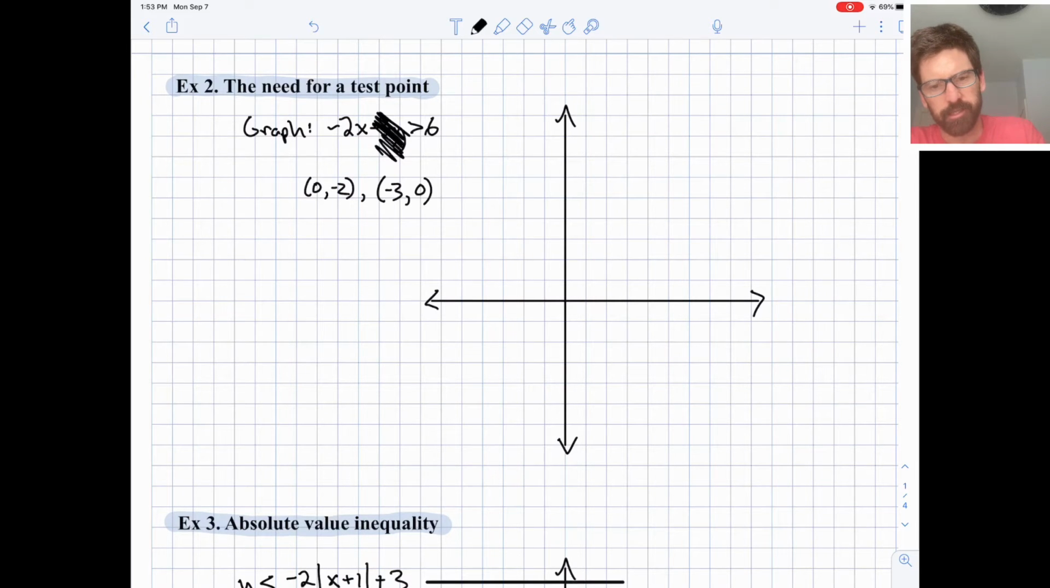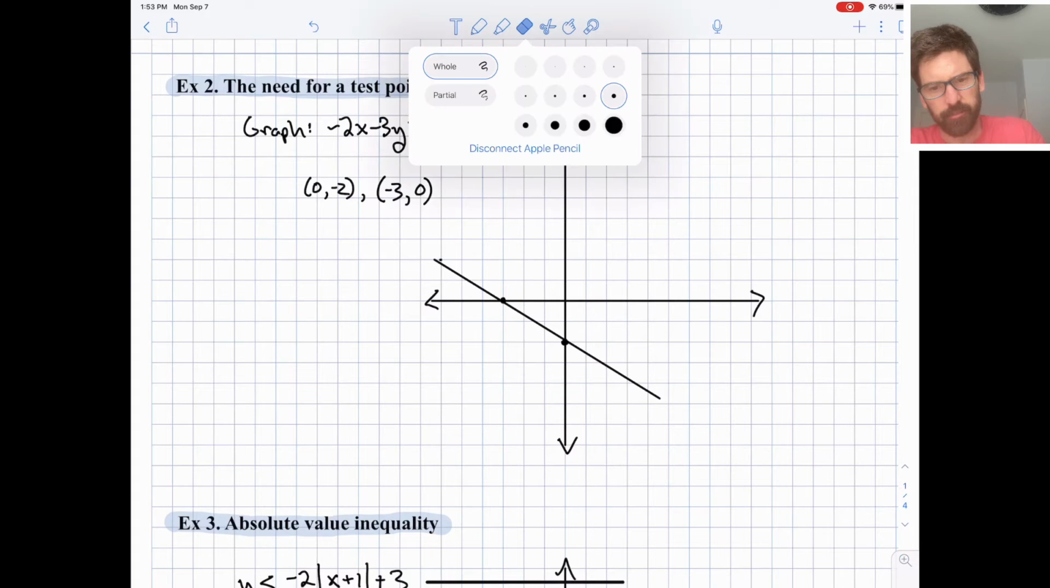Okay, and again, this is just to graph our boundary line, which we're going to do first. 0, negative 2. Whoops, not that. And then negative 3 comma 0. Okay. So let's graph a line, and once again it needs to be dashed, so I will make sure I dash it carefully.